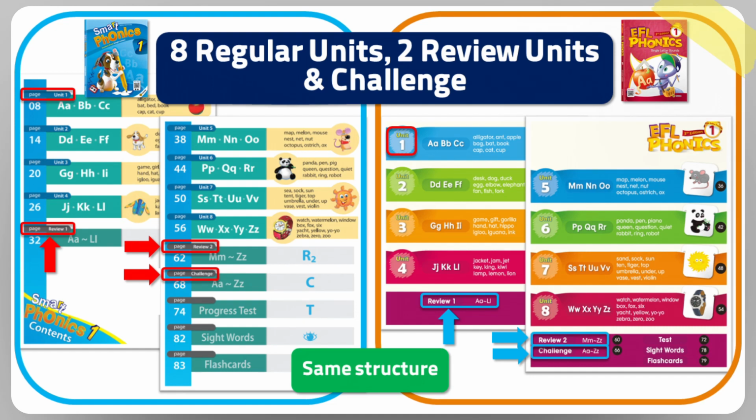4 regular units and then review 1. Another 4 regular units and then review 2. And then there is a challenge unit. Challenge unit is to review the whole book from Unit 1 to Unit 8. As you can see, Smart Phonics and EFL Phonics have the same structure. They are exactly the same.